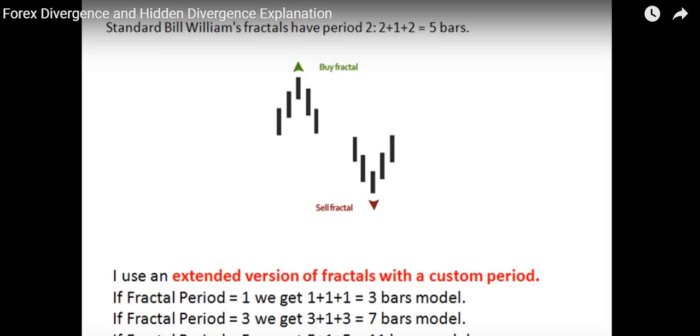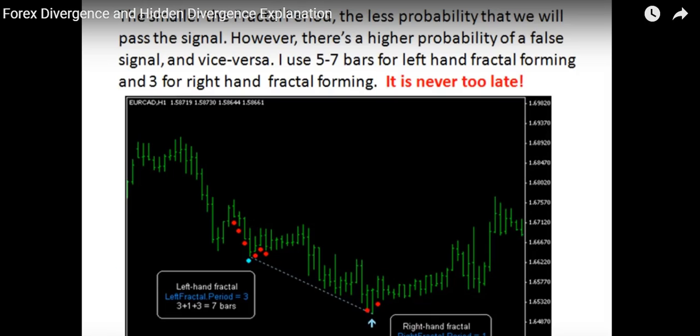I use an extended version of fractals with a custom period. If fractal period equals 1, we get 1 plus 1 plus 1 equals 3 bars model. If fractal period equals 3, we get 3 plus 1 plus 3 equals 7 bars model. If fractal period equals 5, we get 5 plus 1 plus 5 equals 11 bars model. The smaller the fractal period, the less probability that we will miss the signal. However, there's a higher probability of a false signal and vice versa. I use 5 to 7 bars for left-hand fractal forming and 3 for right-hand fractal forming.